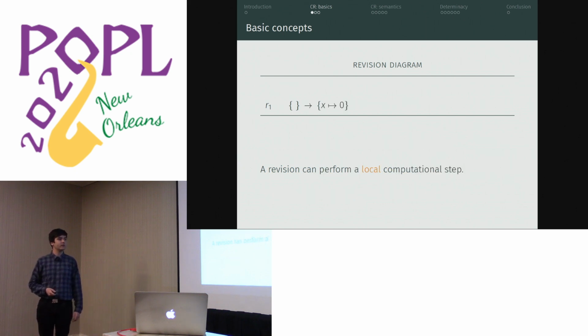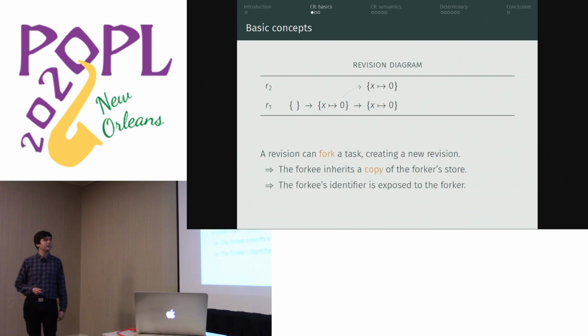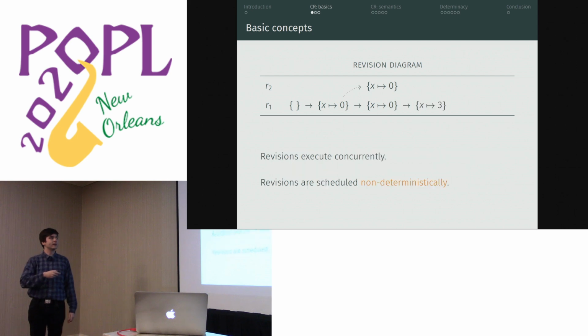Well, first of all, a revision can perform some local computational step. 0 is assigned to X. It's very boring. But then there are two synchronization operations. The first one is the fork. When the revision forks a task, it creates some new revision, which inherits a copy of the forker's store. And also the identifier, R2, is exposed to the forker. So it's part, like I said, of the program logic, and you can do things with it, as we shall see. Now we have two revisions running concurrently, so they can be run in parallel and they can be scheduled non-deterministically, so that's where your parallelism comes from.